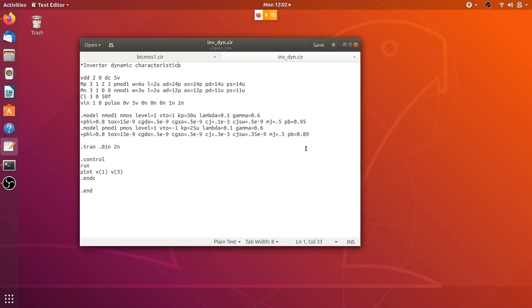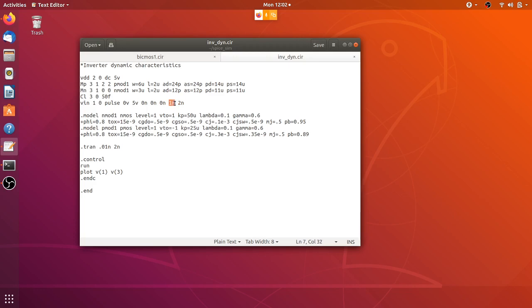Yes, sir. Okay, so this is our ordinary inverter. It has one PMOS, one NMOS, then a load capacitor, and then an input pulse waveform that I am giving, 0 to 5 volt with no delays. Suddenly it goes to 5 volt, remains there for 1 nanosecond, and then it comes back and remains at low state for another 1 nanosecond. So the period is 2 nanosecond.